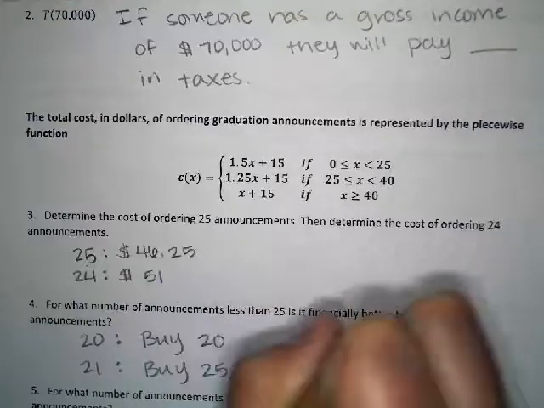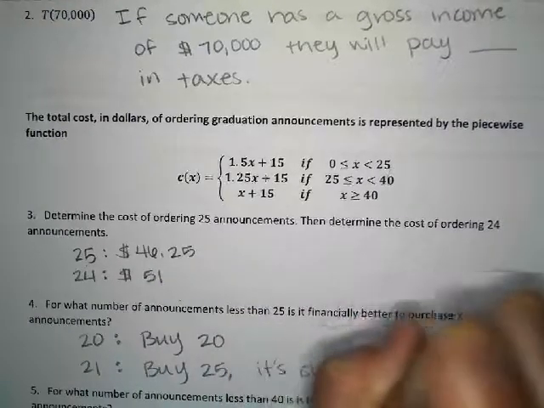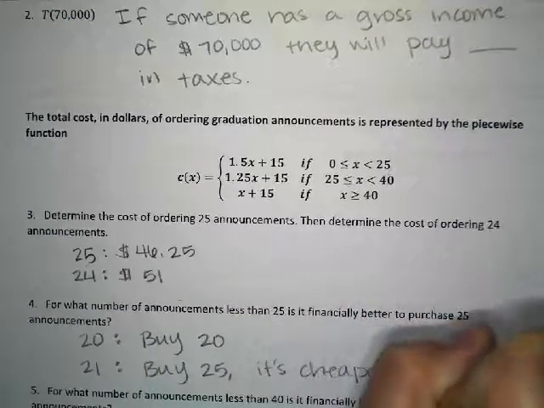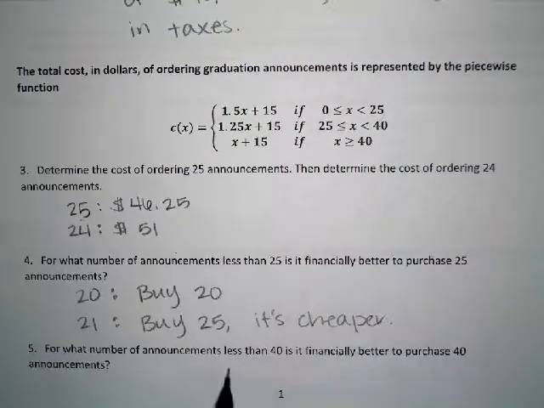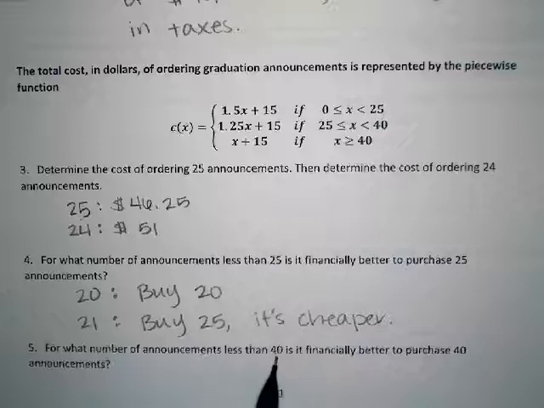Now they're gonna make you do it again, but you're gonna do it for the number of announcements less than 40 instead of 25. So you're gonna do it with the second set.